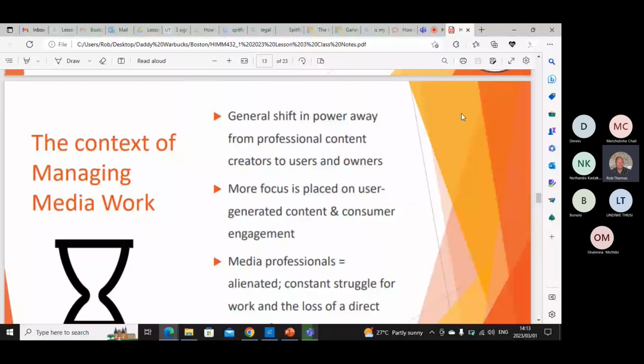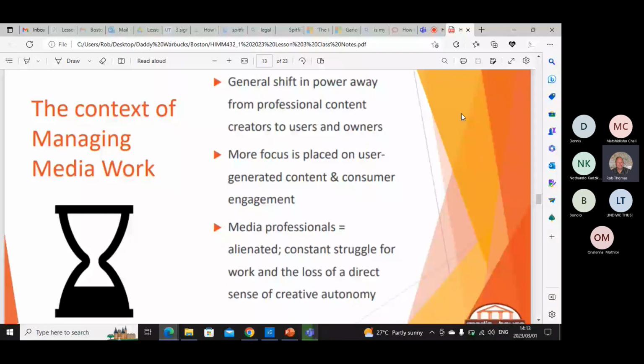But guys, more focus is now placed on user-generated content and consumer engagement. Media professionals can sometimes become alienated, and there's a constant struggle for work and the loss of a direct sense of creative autonomy. That can happen. That is why you need to be able to adapt. If you look at job applications on PNet, whatever it is, they will say a content creator also needs to be able to edit or create video. You may be able to write a script, but if you can't edit video, they won't give you the job.